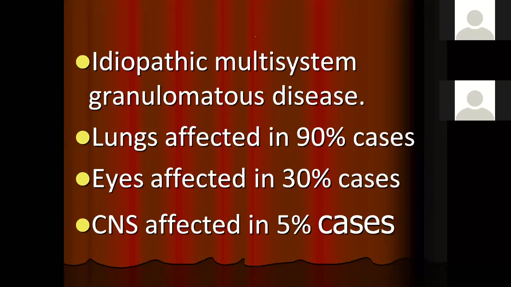The next important disease which affects the posterior uveal tract is sarcoidosis. It is an idiopathic multisystem granulomatous disease. It affects lungs in 90% cases, eyes in 30% cases, while the central nervous system is affected in 5% cases.